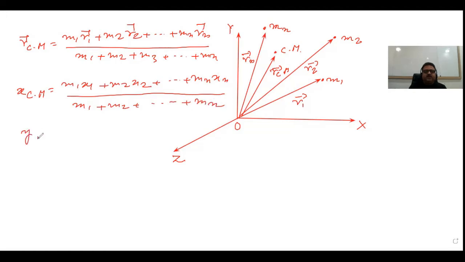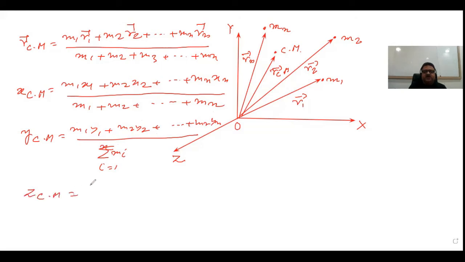Similarly, for the y coordinate, we have to use this formula: (m1y1 + m2y2 + ... + mnyn) divided by the sum of the masses. And similarly, z can be found by using this formula: (m1z1 + m2z2 + ... + mnzn) divided by the sum of the masses.